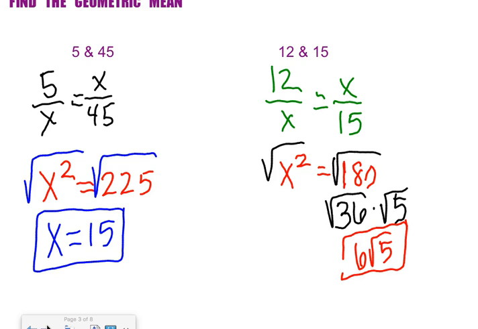So it's literally just guess and check. There's no rhyme or reason. You just gotta figure it out. We'll practice more.